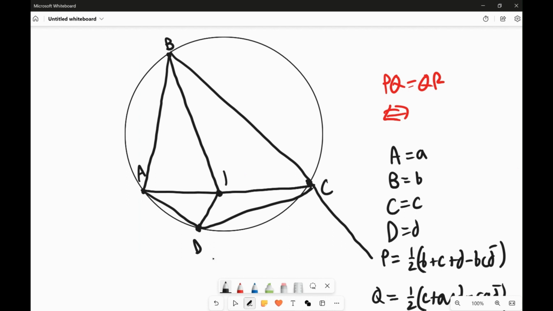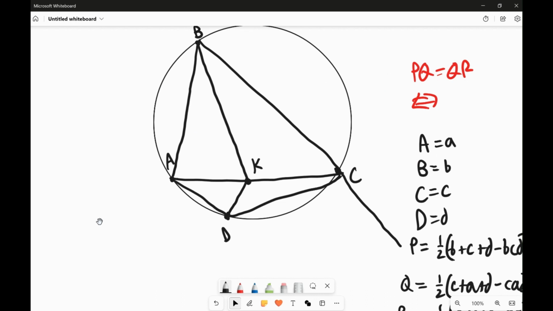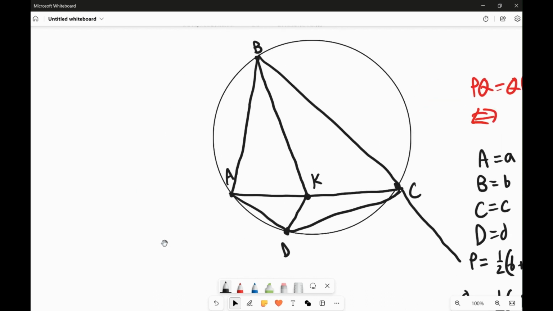Suppose they intersect at a point K. Then how can we relate them to ratios? Well, this should remind you of the angle bisector theorem, which states that AB over BC is equal to AK over KC, which also equals AD over DC. So if we erase this guy in the middle, then we can cross multiply and get what we need.